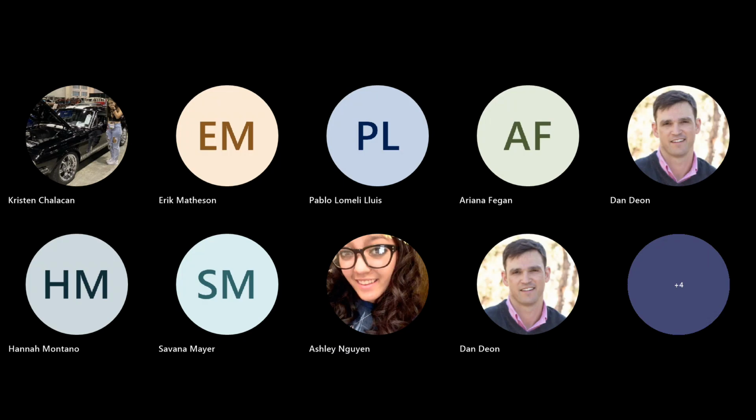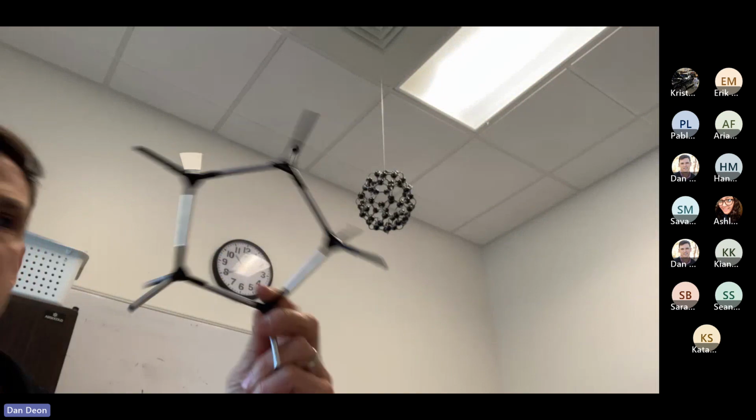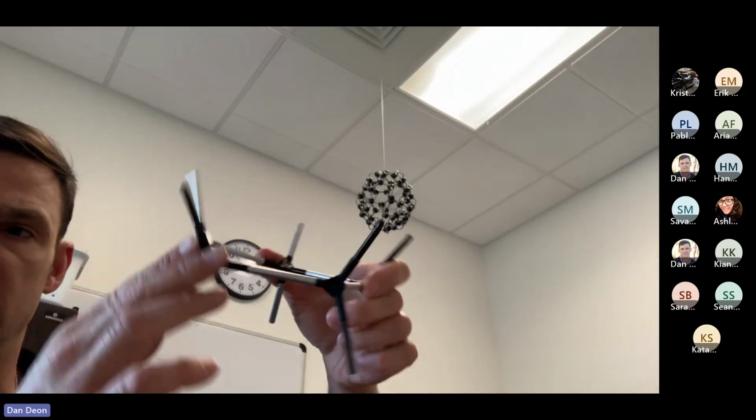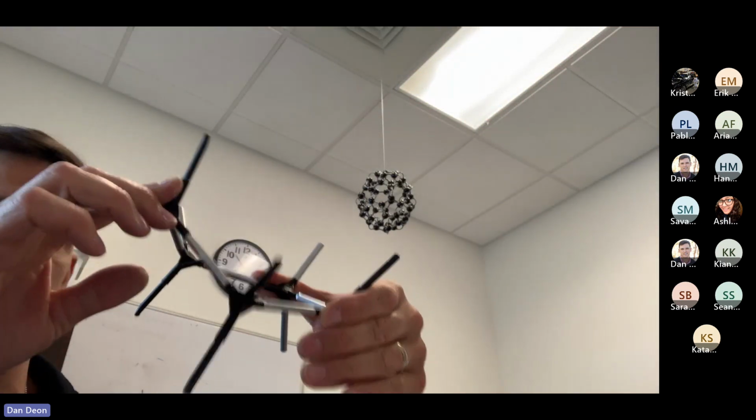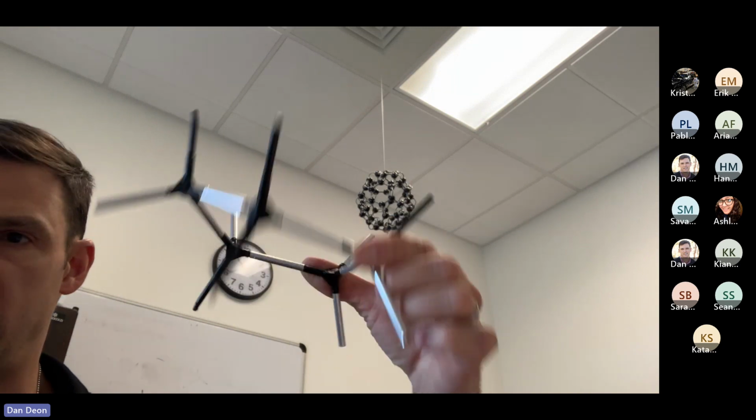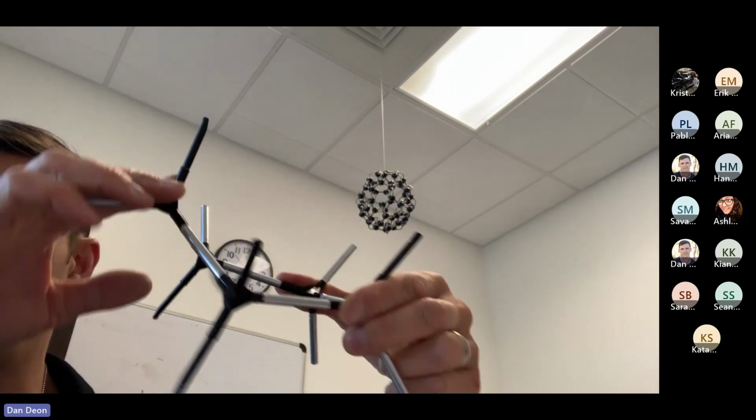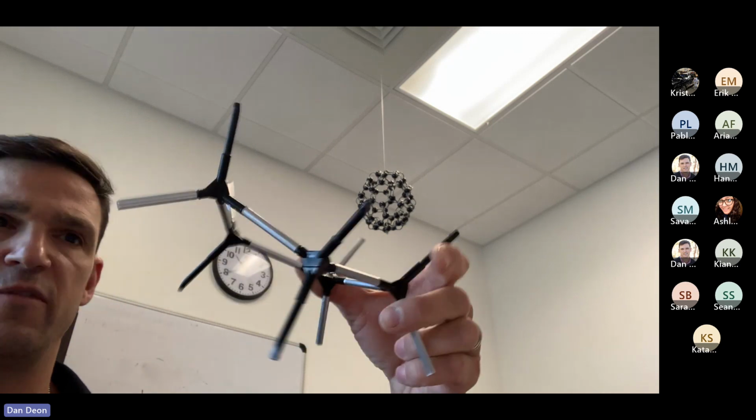cyclopentane. So here's my model of cyclopentane right here. Okay, so this is C5H10. And what it does is it adopts this envelope conformation, right? So you can see how you have kind of the bottom, and then this part's the top you would fold over the top. That's what they call an envelope conformation.